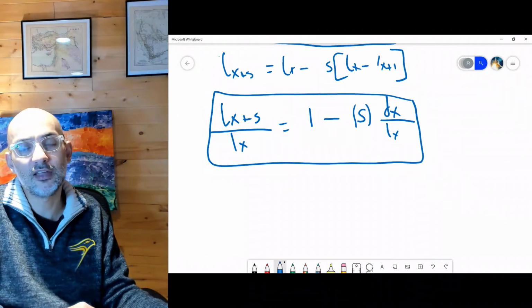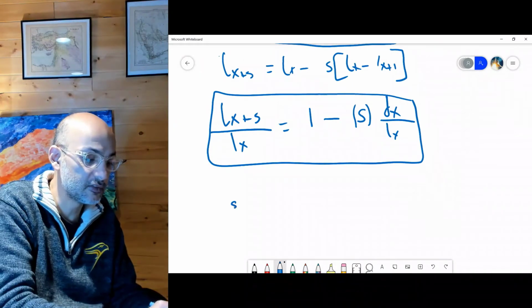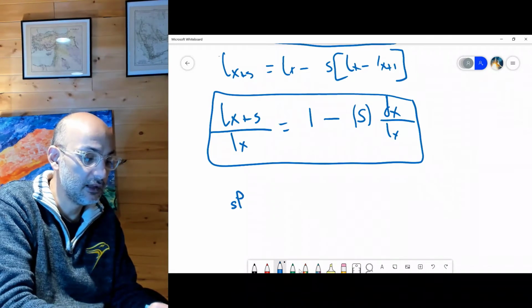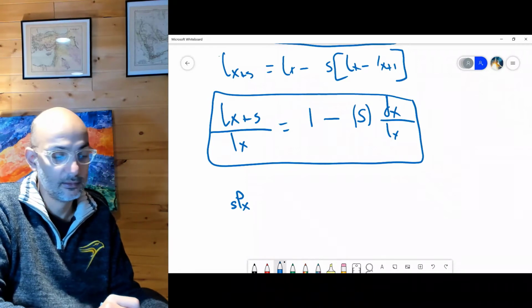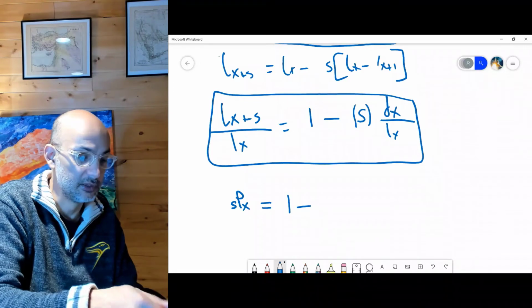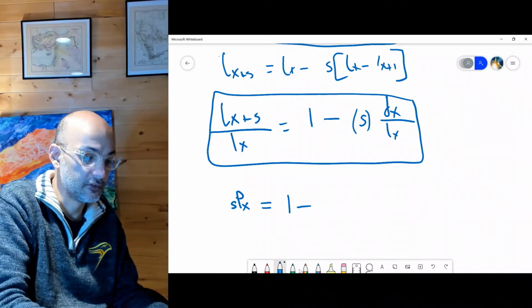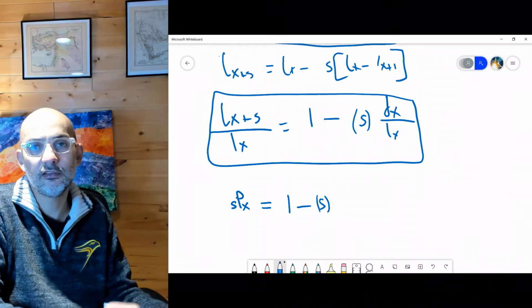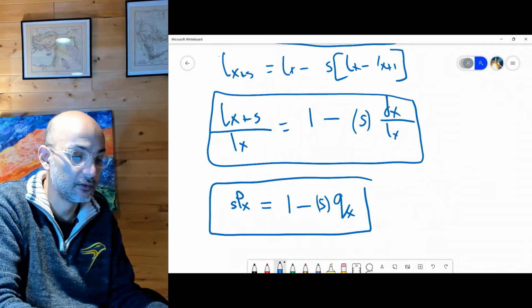If you remember, what is L(x+s) divided by L(x)? This is simple, it's the probability that x survives s, which is equal to 1 minus s (this should be small s) multiplied by d(x) over L(x). If you go back to the previous lesson, you would know that this is q(x). This is a very important one as well.